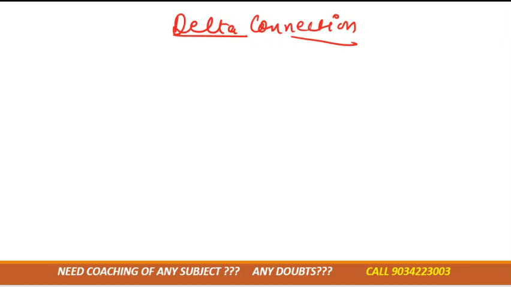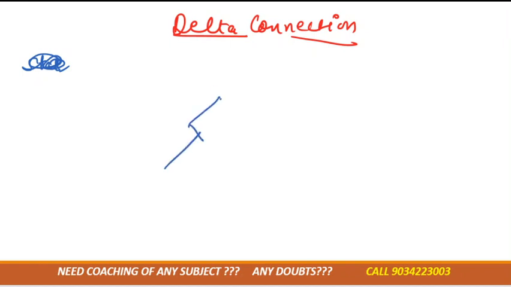So today we'll discuss the delta connection. In the star connection, we have studied that current is the same and voltage is different, right? But in delta connection, it is completely opposite. Here, current is different, but the voltage is the same. Let's see how it is possible.